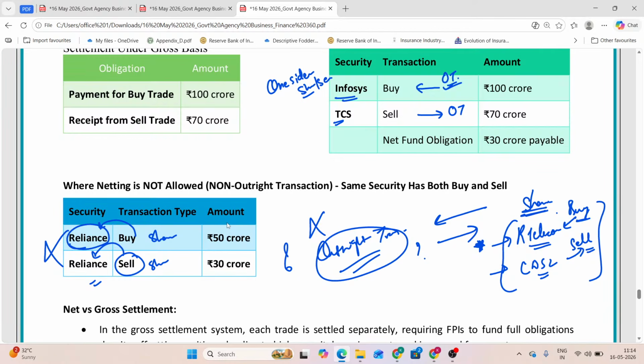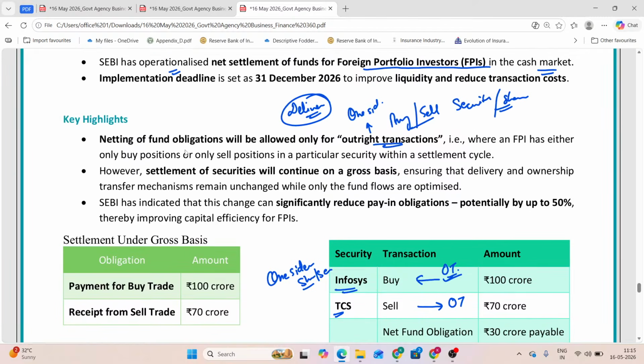Okay, in this case, let's say I want to buy Reliance Telecom shares worth 50 crores and I'm selling CDSL shares worth 150 crores. So what is the net settlement that will happen? I'm buying 50 crores worth of shares and selling 150 crores worth, so the net settlement will be 100 crores. The clearing corporation will have to pay me 100 crores. So this is the basic idea: netting of fund obligations will be allowed only for outright transactions, that is, where an FPI has either only a buy position or only a sell position in a particular security within a settlement cycle. So netting of fund obligations will be allowed in these kinds of outright transactions.